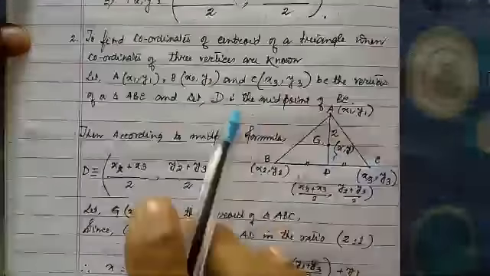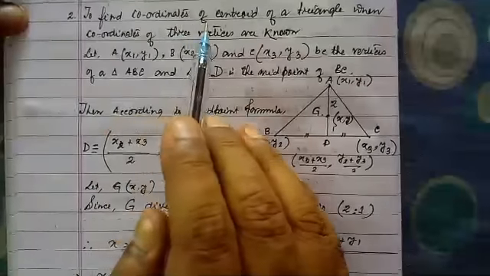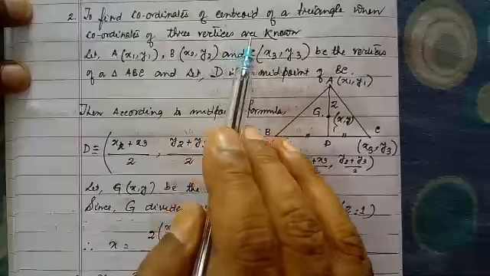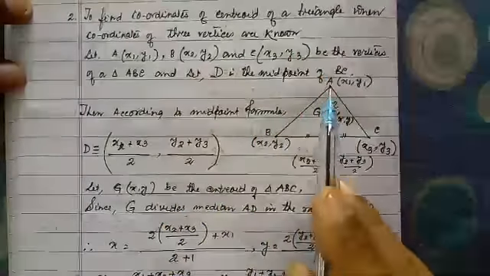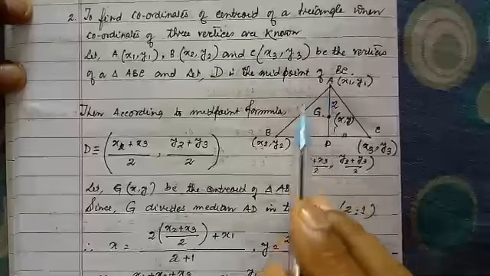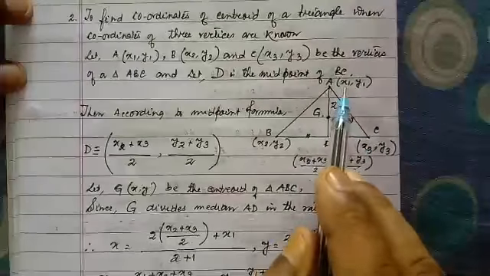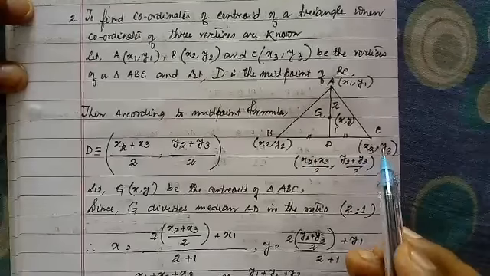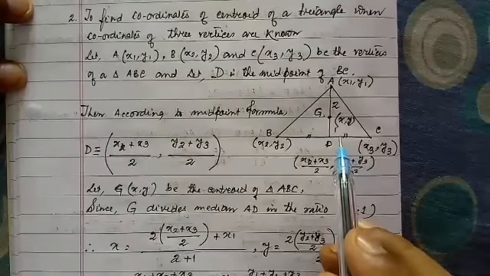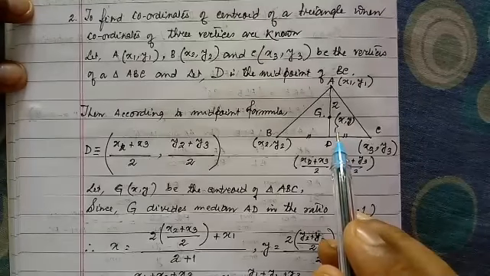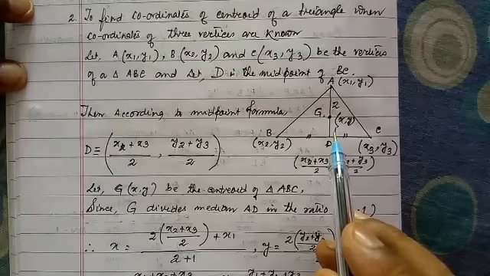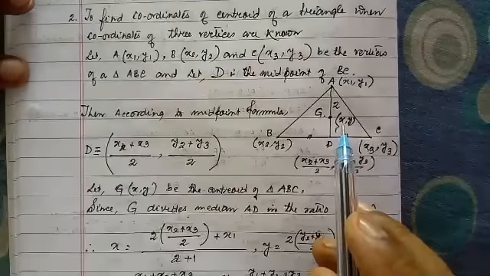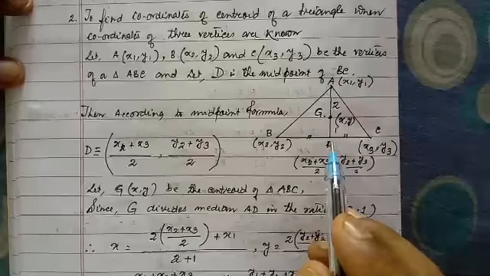Next, to find the coordinates of the centroid of a triangle when the coordinates of the three vertices of the triangle are known. ABC is a triangle. The three vertices are A(x1, y1), B(x2, y2), C(x3, y3). Whenever the three vertices of the triangle are given, we are going to find out the coordinates of the centroid.